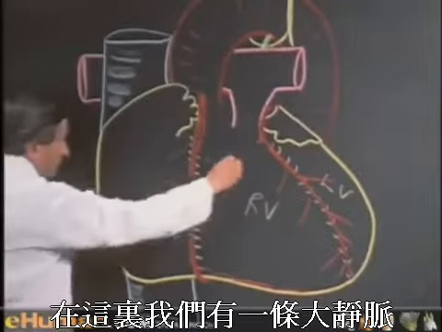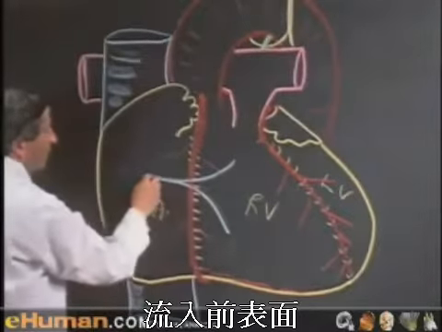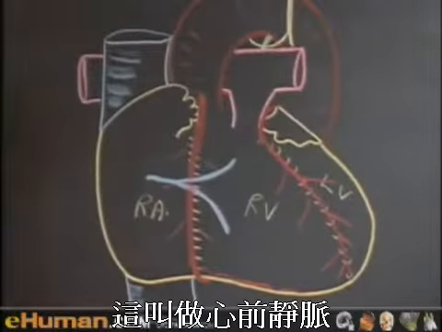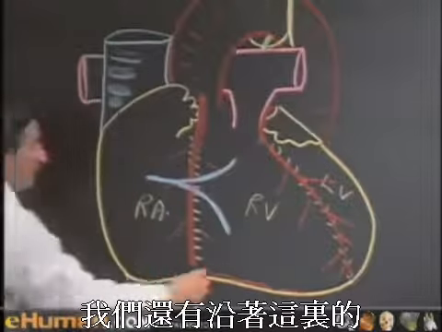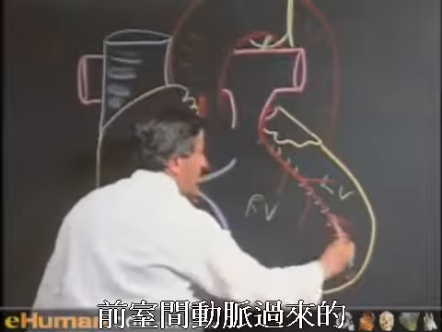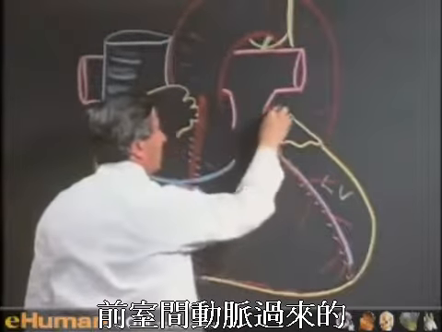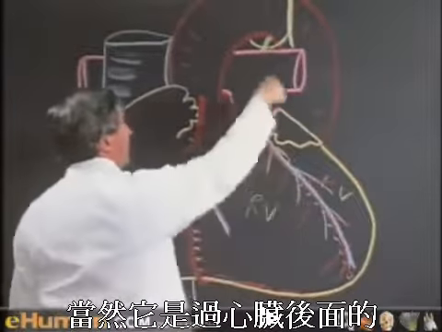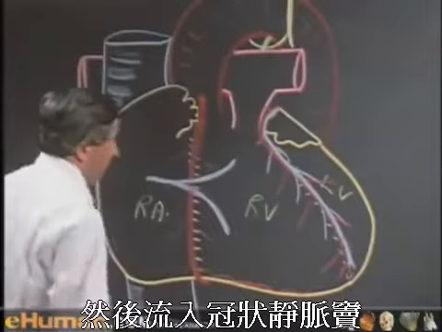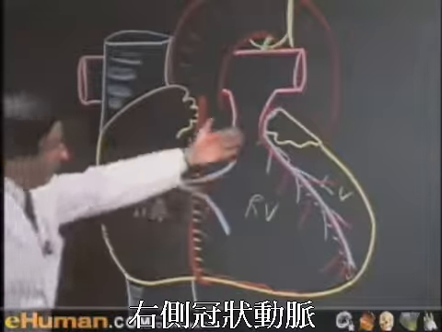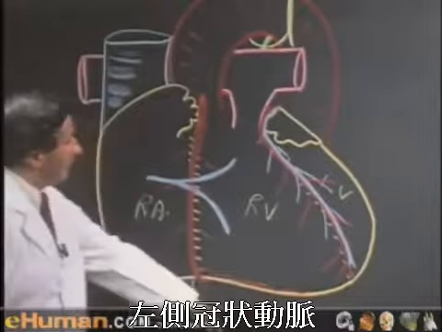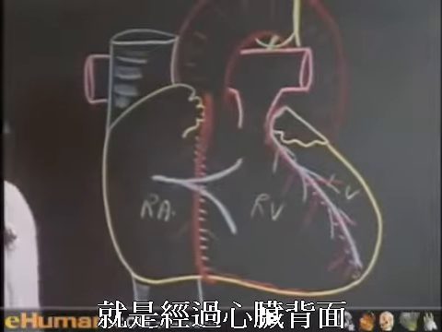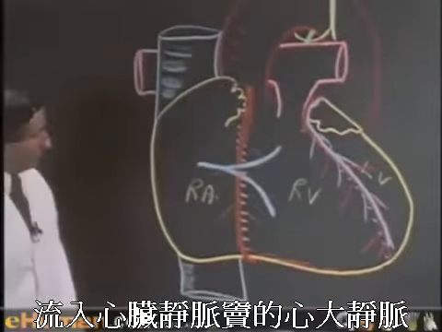Well, we have a large vein here which drains through the anterior surface of the right atrium. It's called the anterior cardiac vein. And running up alongside the anterior interventricular artery here is the great cardiac vein. And of course, it goes over the back of the heart and drains into the coronary sinus. Right coronary artery, anterior interventricular branch of the left coronary artery, anterior cardiac vein, the great cardiac vein, going over to the back of the heart to drain into the sinus venosus of the heart.